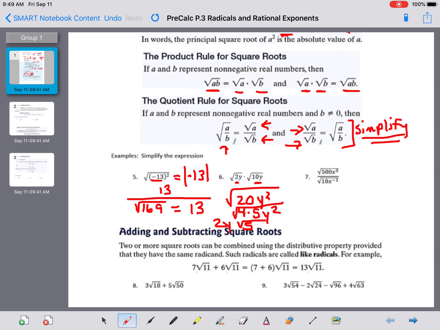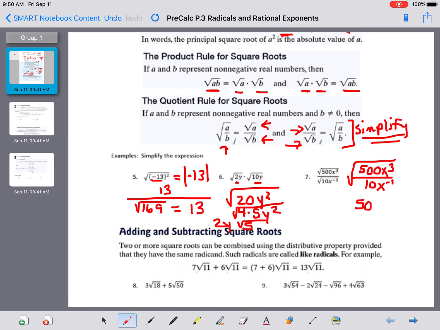Number 7 is going to use our quotient rule, which says if you have separate square roots in a fraction, you can join them together in one big division problem. And that's how we have to think about it, not a fraction, but a division problem. So I can put 500 x cubed on top, 10x to the negative 1 on the bottom. And now I need to think of it as a fraction or division problem. Can I reduce that fraction first?